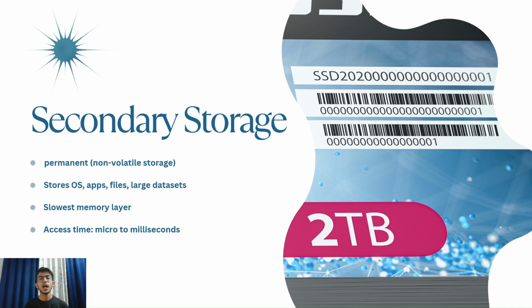At the last, we have secondary storage. It is a permanent or non-volatile storage. This means if the power cuts off, all your data will still be safe. It stores operating systems, applications, and all the other stuff that we store in our device. It is the slowest memory layer and its access time is micro to milliseconds.